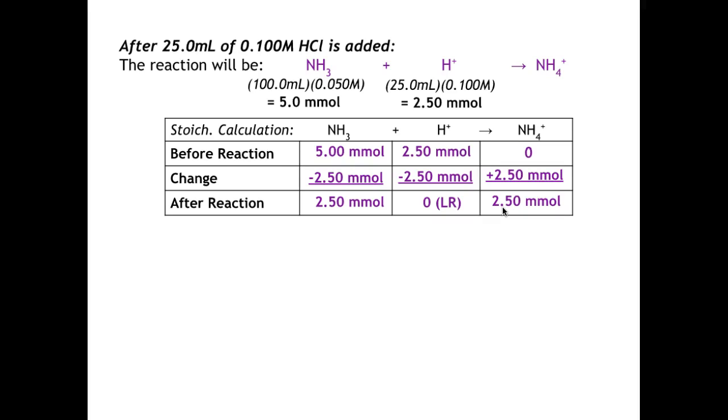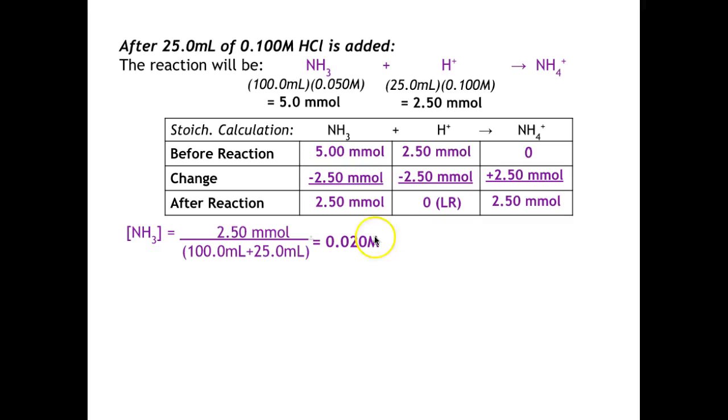So now that we've done our BCA table, we need to figure out what our new concentrations are. So we're going to have to take our millimoles of ammonia and put it in the total volume. So our total volume this time is going to be 100 milliliters of our initial base plus our 25 milliliters from the amount of acid that we added to it. So we're going to take our 2.5 millimoles of ammonia that was left over divided by the total volume in milliliters, which is 125. That gives us a new molarity of ammonia of 0.020.